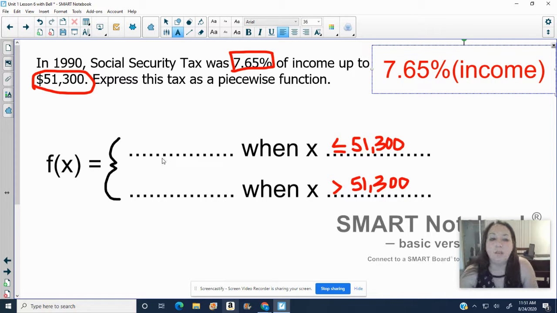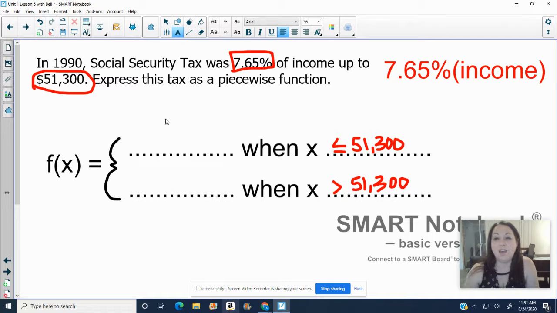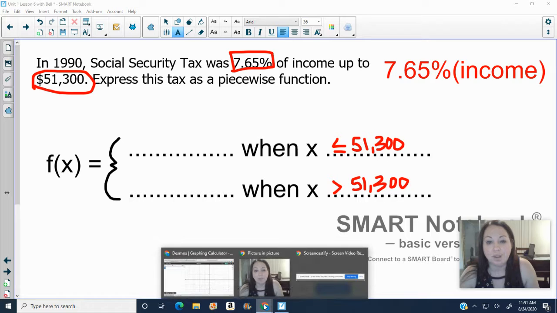So if I want to look at what happens when my income is less than or equal to $51,300, I'm going to come over here and set that up as just an equation, 7.65% of X, because I could make $1, I could make $51,300, and that tax value is going to vary on this top line. So we're going to set up the equation on that.